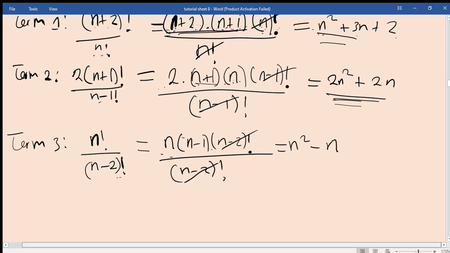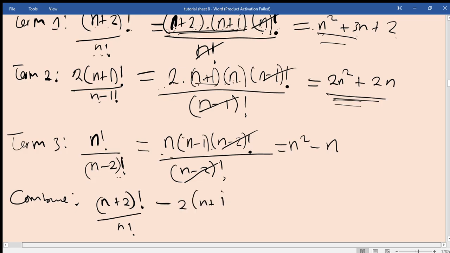Then lastly, let's combine all the three terms now. Remember the combination. The combination was n plus 2 factorial over n factorial, minus 2 times n plus 1 factorial over n minus 1 factorial, then plus n factorial over n minus 2 factorial. This was what we had, which we were trying to simplify.